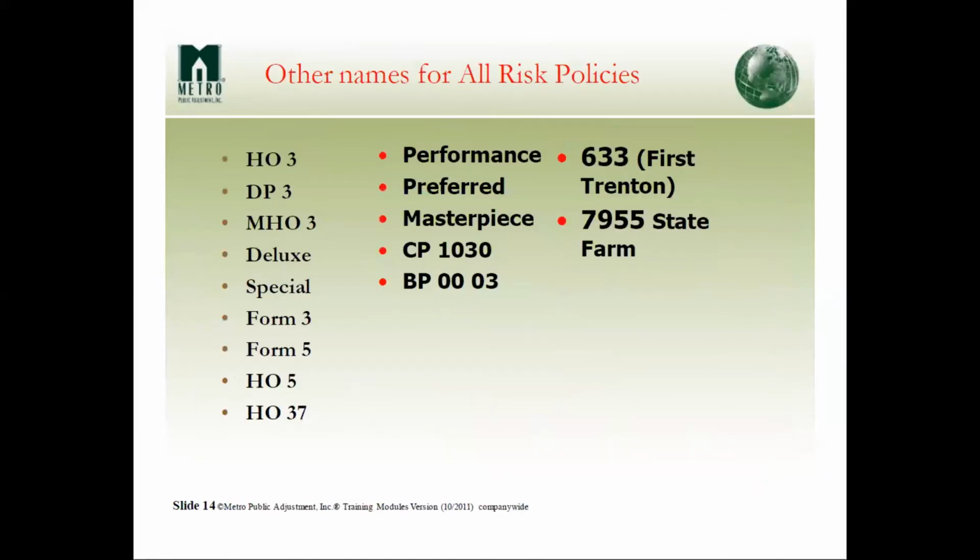Other names for the all-risk policy, HO3 we've talked about. DP stands for dwelling policy. MHO3 deluxe policies, special forms. The masterpiece is a word used by Chubb. And then State Farm has to be a little different. They call their HO3 policy a 7955 policy. So if you see 7955 on a State Farm policy, it's an all-risk policy.